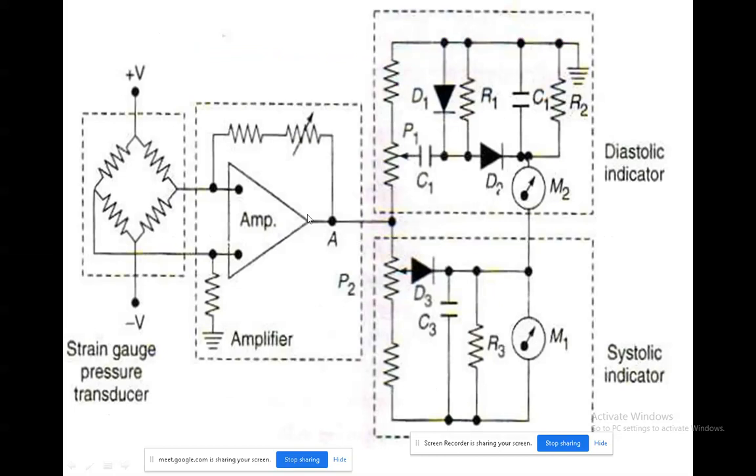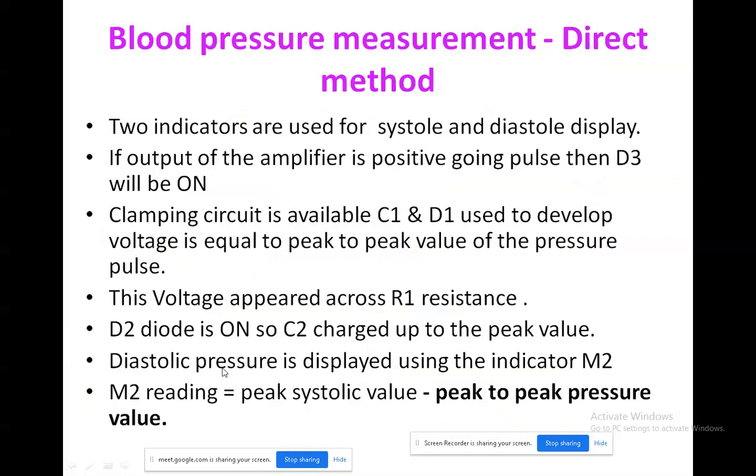So if you are getting the amplifier output as high, then the D3 diode will be on. Okay, that is the systolic indicator diode that will be on.